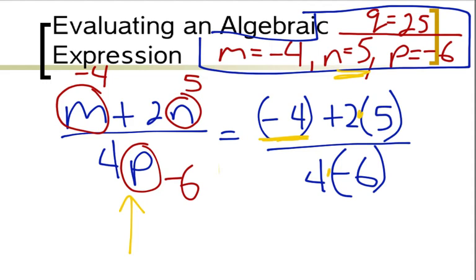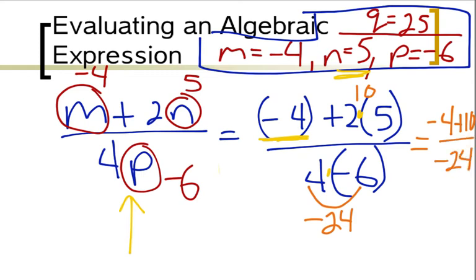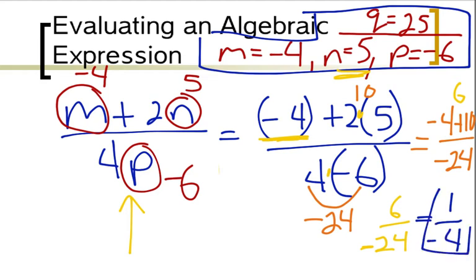The 2 times the 5 should turn into 10. The 4 times the -6 should turn into -24. And then I'm going to rewrite this to be -4 plus 10 over -24. And then you further simplify, and you do your top, which is -4 plus 10, which should give you +6. And that is over my -24. And then I need to divide the top and bottom by 6, and that should give me 1 over -4. So the answer is -1/4.